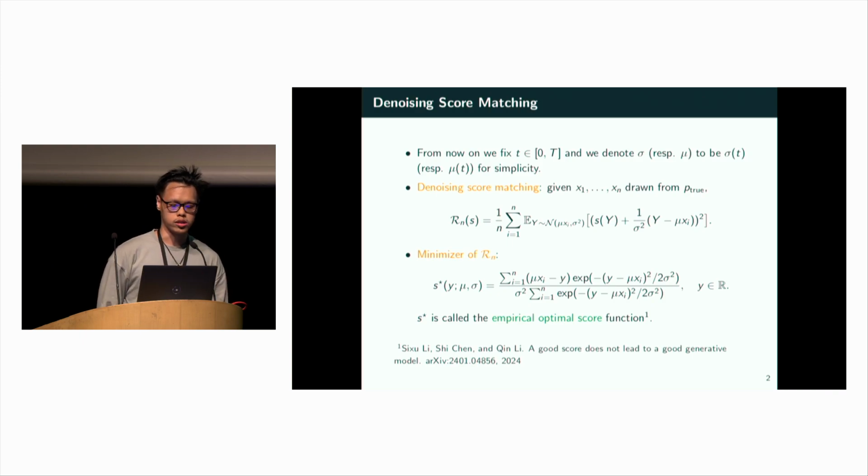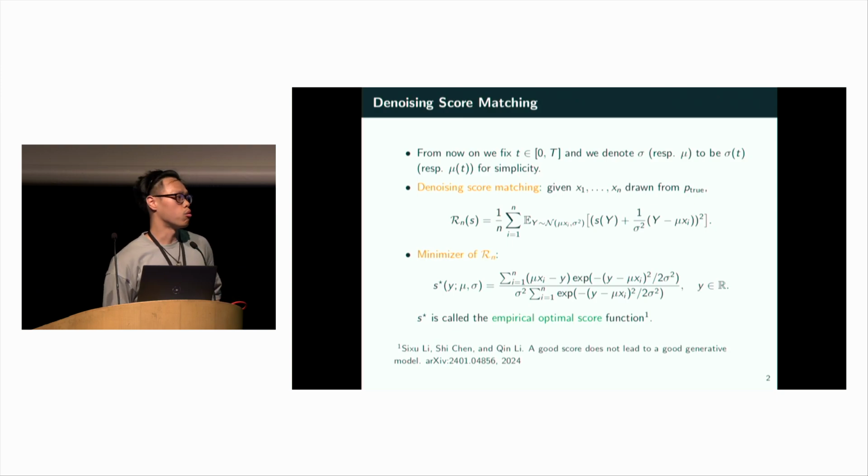And so the denoising score matching objective can be written as follows. Given samples x1 to xn drawn from p-true, the data distribution, the denoising score matching objective Rn of s is written as follows. Interestingly, we can derive a global minimizer of this Rn by exploiting the convexity with respect to s. It is written in this form of a fraction, s star, and we'll call s star the empirical optimal score function.